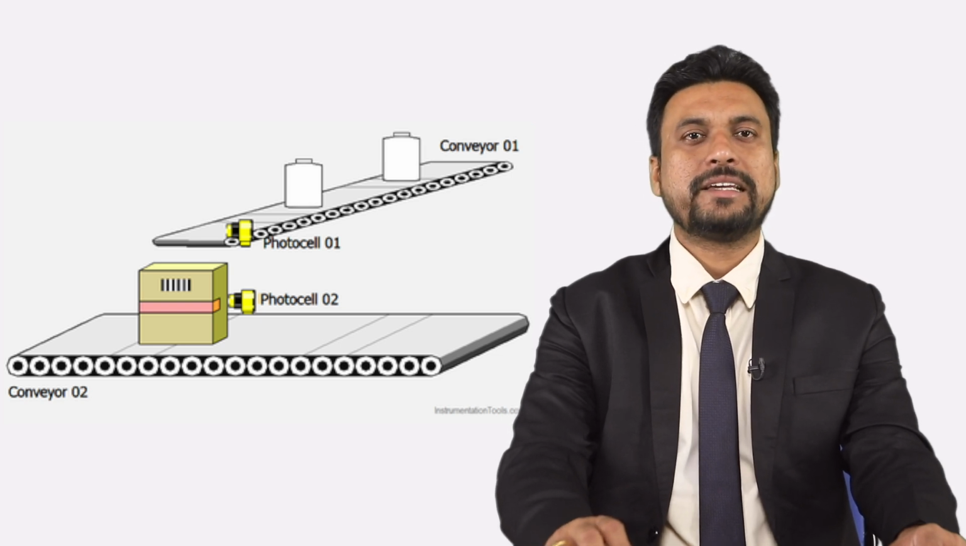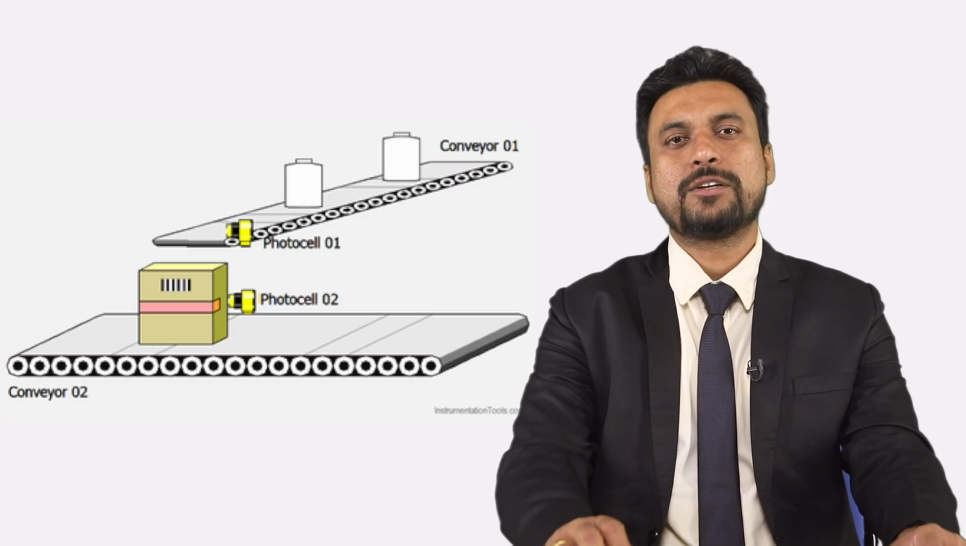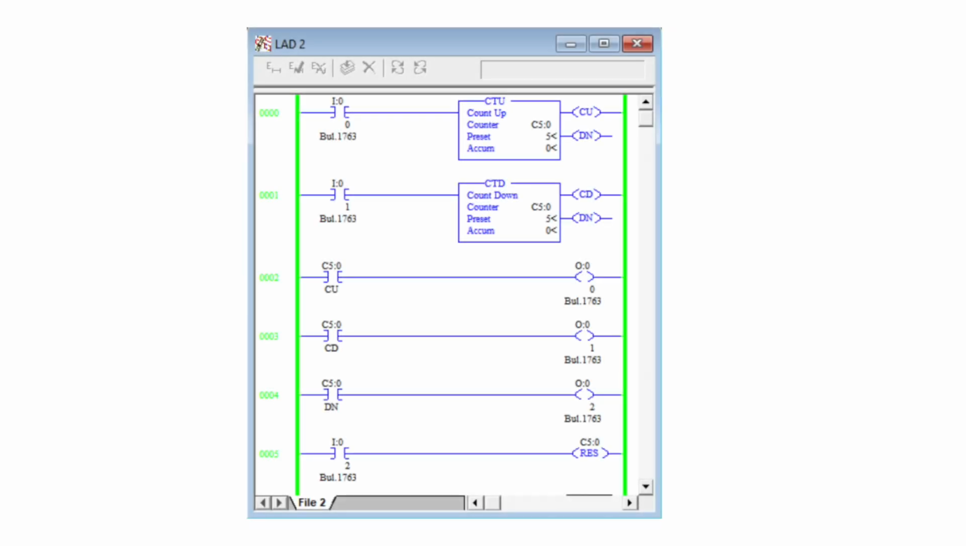So let's take another example to understand the counter operations. In this case, you can see I'm using an up counter and a down counter, but the address of the up counter is similar to the address of the down counter, right? The address of the up counter I'm using is C5:0, and for the down counter I'm also using C5:0, right? And you can see in the diagram for the up counter I use the I:0/0 switch, but for the down counter I use I:0/1, right?